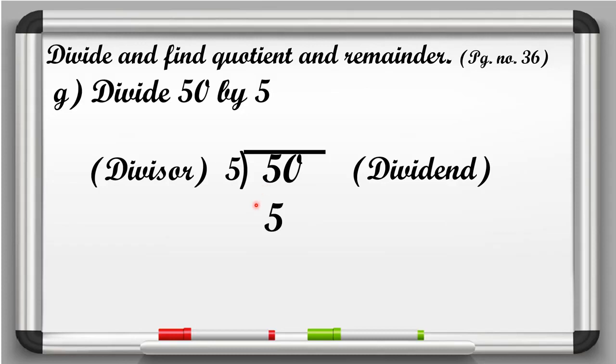Okay, so कौन से नंबर पे आता है, that is at 1 number. Okay, so we will write 1 here at quotient place. Okay, now we have to subtract 5 minus 5. Okay, so 5 minus 5 is equal to 0. So here we will write 0.